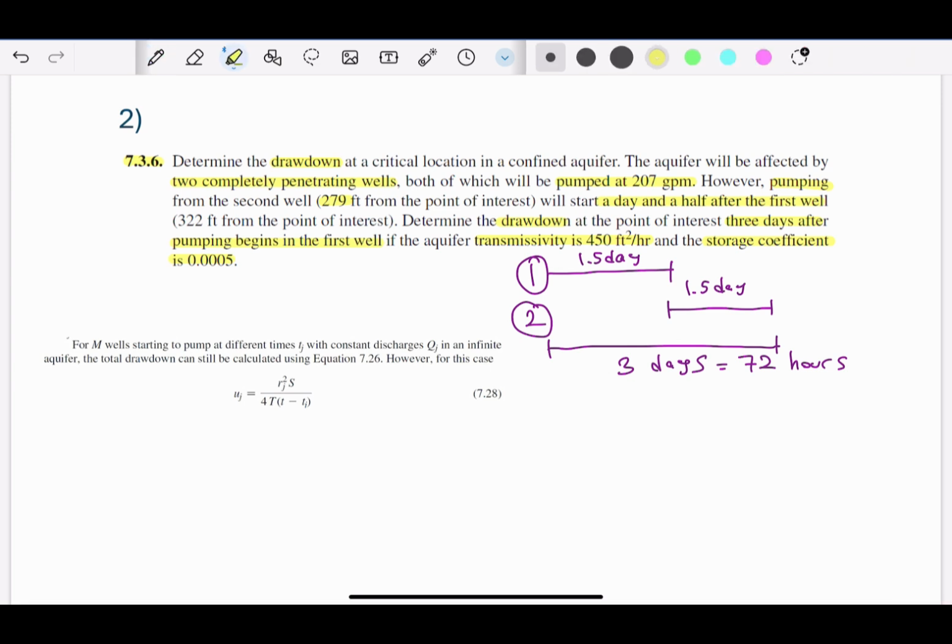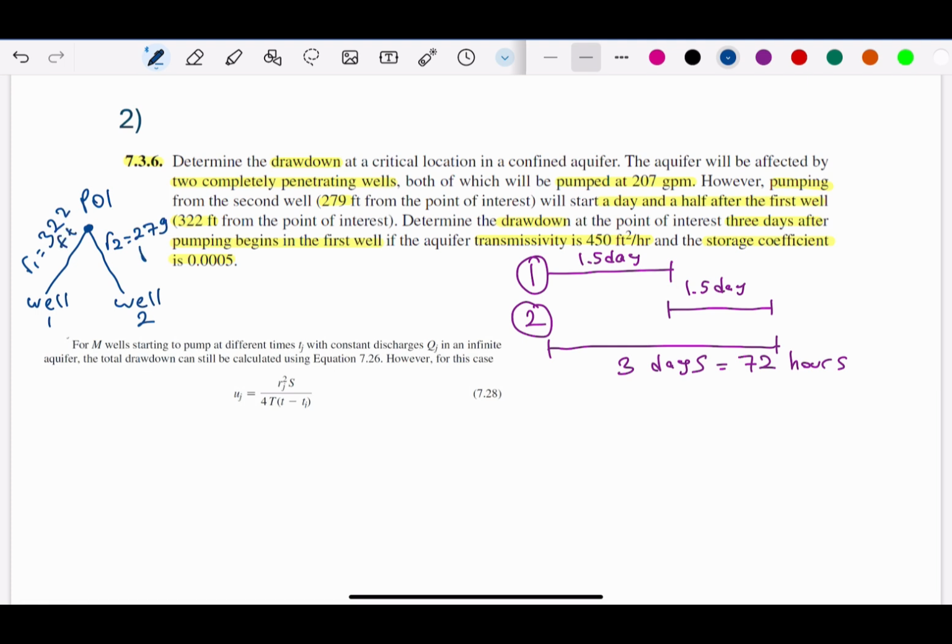We also have another piece of information. It says that the second well is 279 feet from the point of interest. So let me draw this. If this is the point of interest, we have well 2 and R2 is 279. This is well 1 and R1 is 22 feet.